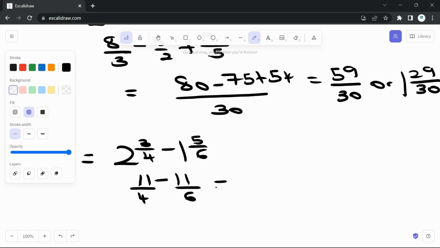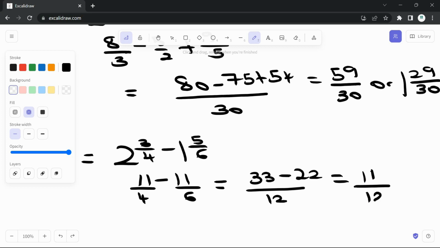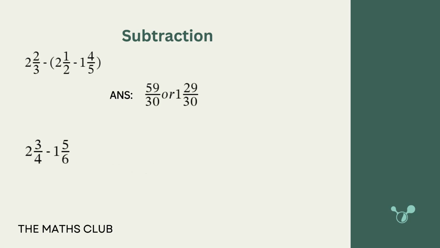Welcome back. Right, so the LCM of 4 and 6 is 12, right? So 12 divided by 4 is 3. 3 times 11 is 33. Minus 12 divided by 6 is 2. 2 times 11 is 22, right? So by the time we resolve this, 33 minus 22 is 11 over 12, right? So this should be our answer.